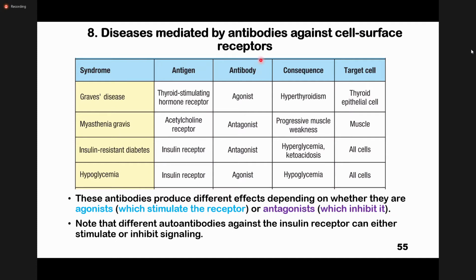And the classification of autoimmune diseases is based on the receptor that the antibody acts on. In Graves disease, it acts on the TSH receptor. In myasthenia gravis, it acts on the acetylcholine receptor, causing muscle weakness. Another one is the insulin receptor, for insulin resistant diabetes, or hypoglycemia. It can have either agonist or antagonist properties. An agonist will stimulate the receptor, while an antagonist will inhibit the receptor.